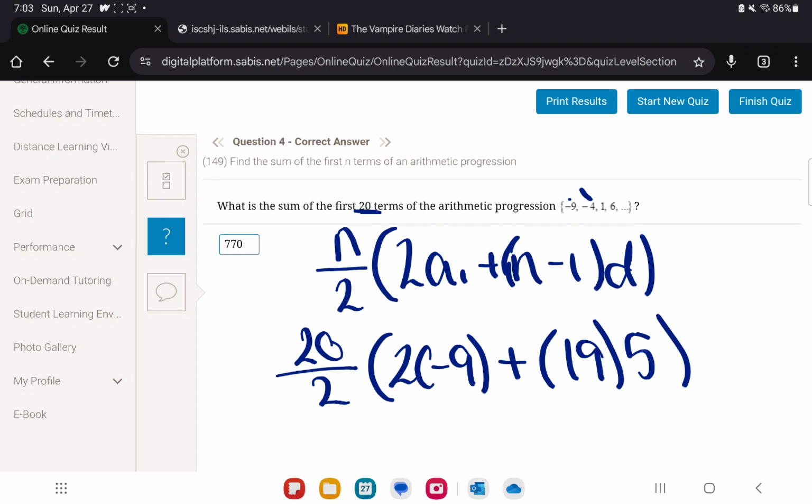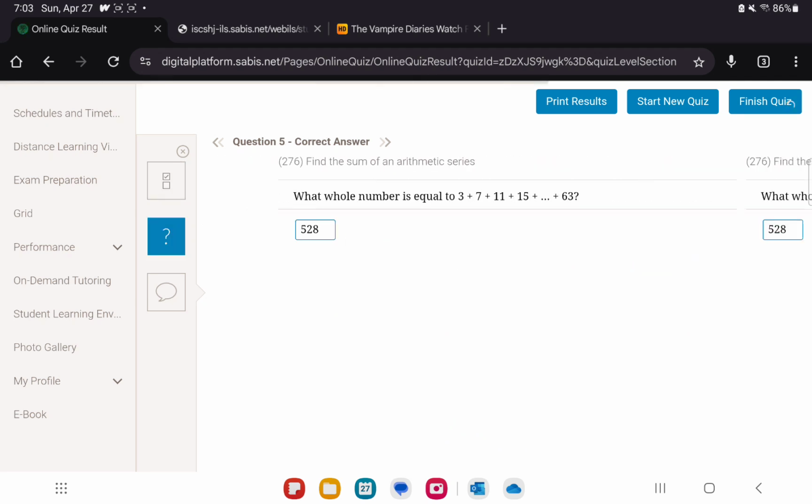So we do all this on your calculator, or you can do it mentally. I'm not gonna waste my time doing it mentally. So when you do it on your calculator, you're gonna get 770. That's that. I love the easy questions, they're so simple.